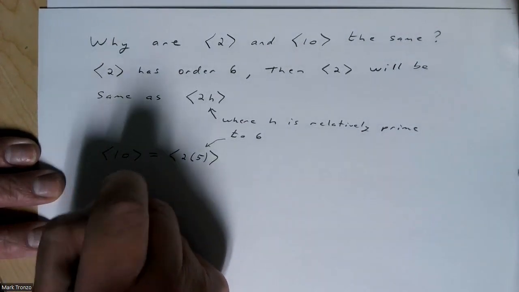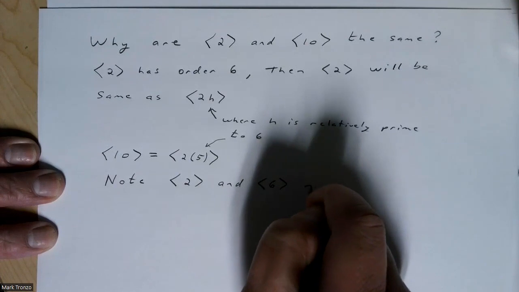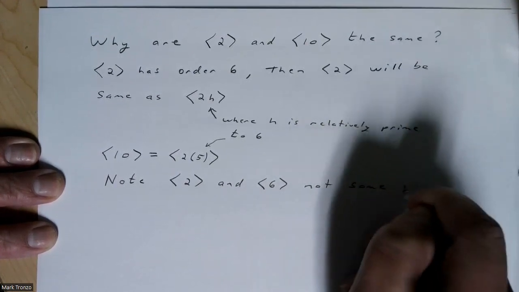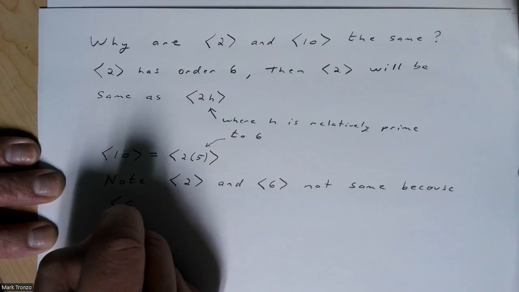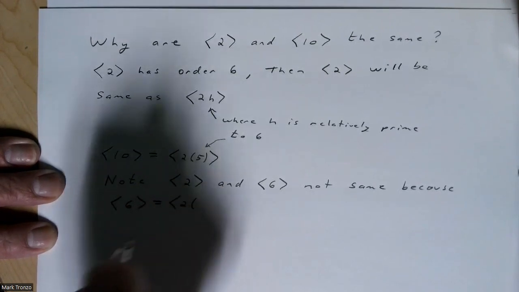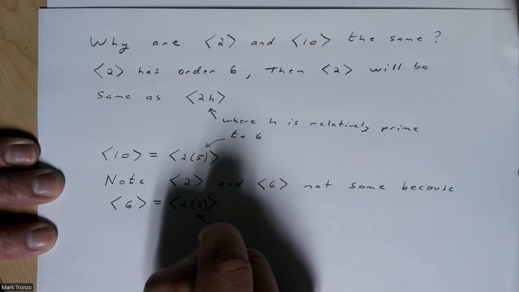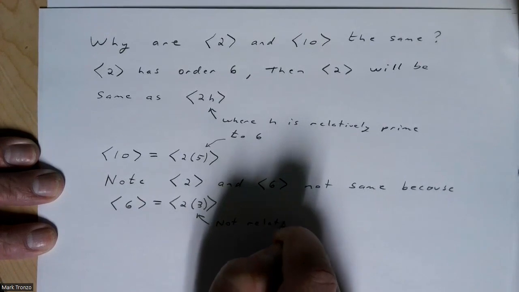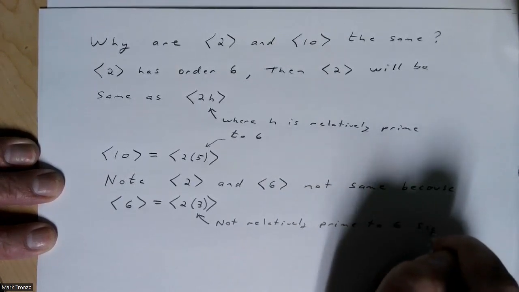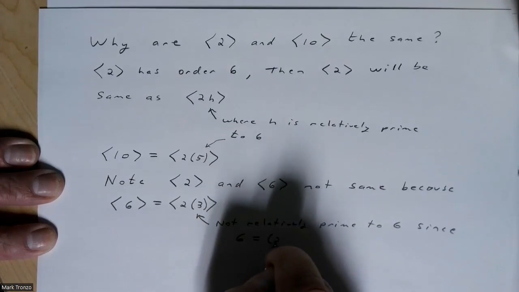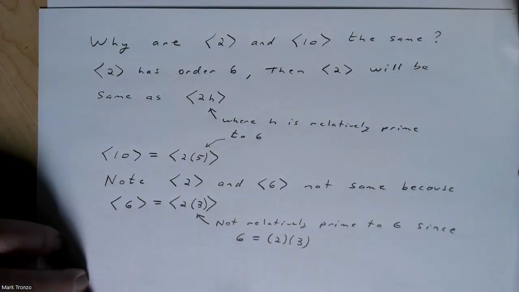And note, 2 and 6 were not the same. Because 6 was equal to 2 times 3, and 3 is not relatively prime to 6, since 6 is equal to 2 times 3, they have a common factor. And then you could go through some of the others.